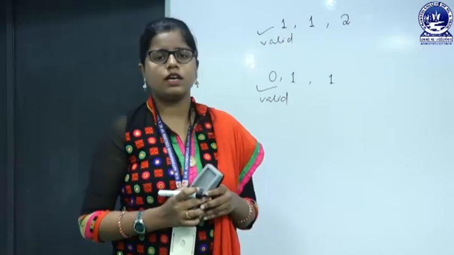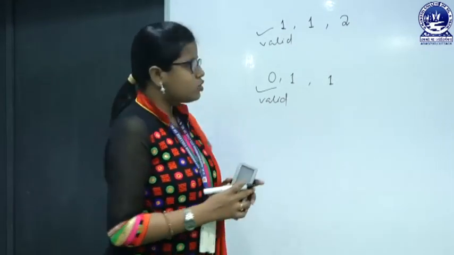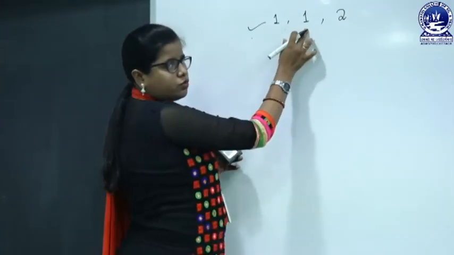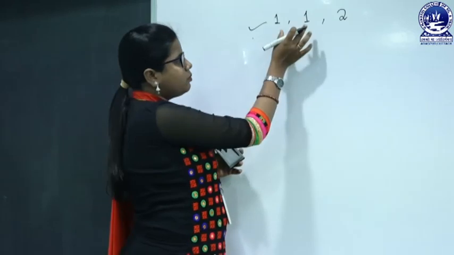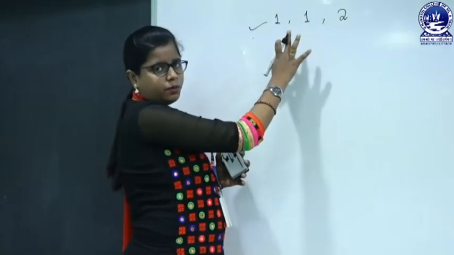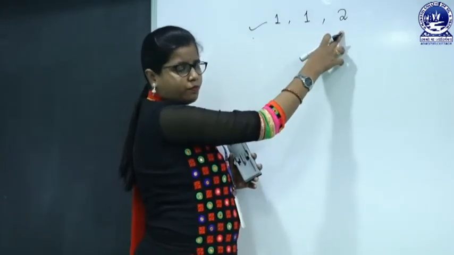So today's class we are going to start the Fibonacci series from 1. The first two terms are fixed. The first two terms are 1 and 1. The next term is what? 1 plus 1, that is 2.